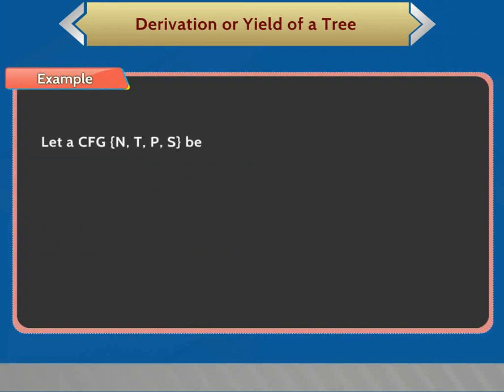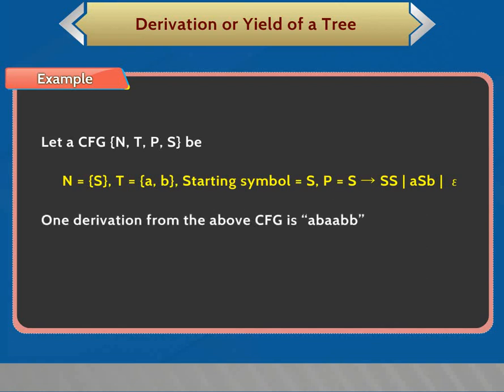Example: let a CFG (N, T, P, S) be N is equal to {S}, T is equal to {a, b}, starting symbol is equal to S, P is equal to S provides SS or aSb or epsilon. One derivation from the above CFG is abaabb. S provides SS, provides aSbS, provides abS, provides abaSb, provides abaaSbb, provides abaabb.